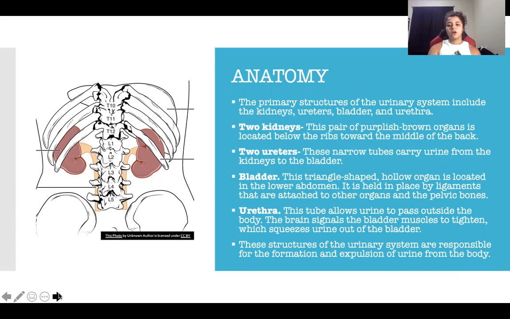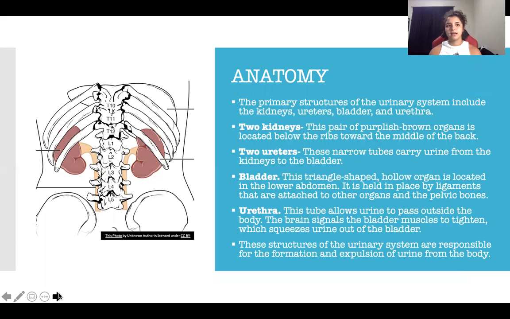The two ureters are narrow tubes that carry urine from the kidneys to the bladder. The muscles in the ureter walls continually tighten and relax, forcing urine downward away from the kidneys. We have the bladder, which is a triangular shaped hollow organ and is located in the lower abdomen. It is held in place by ligaments that are attached to other organs and the pelvic bones.